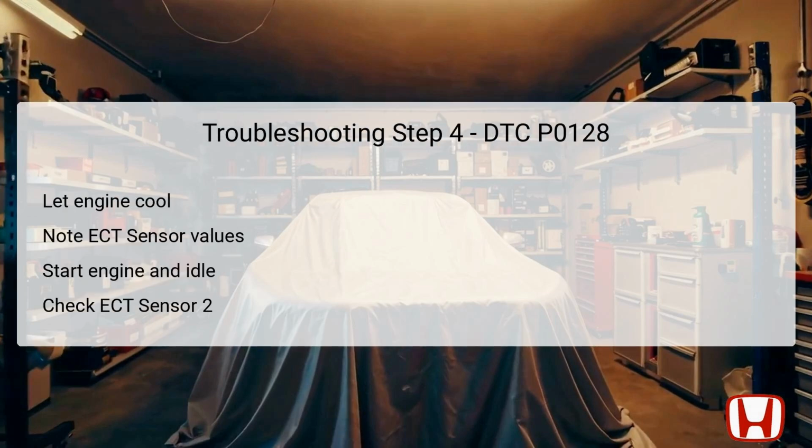The fourth troubleshooting step focuses on verifying the problem by assessing the engine's coolant temperature via ECT sensors. Begin by allowing the engine to cool down until the coolant temperature reaches approximately 104 degrees Fahrenheit, 40 degrees Celsius or less. During this cooling phase, it's essential to note the initial values recorded by ECT Sensor 1 and ECT Sensor 2 from the HDS, as these will be critical for the next steps.